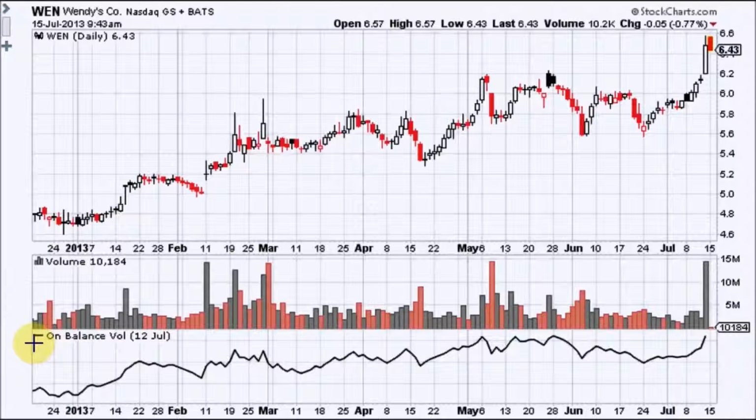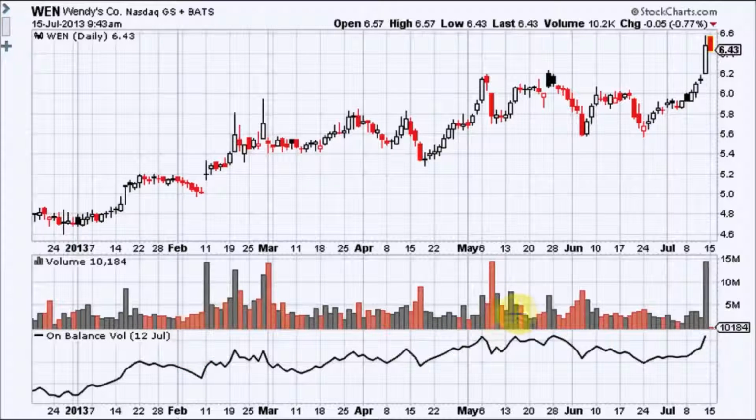Now, this indicator was developed by Joe Granville and introduced in his 1963 book, Granville's New Key to Stock Market Profits. It was one of the first indicators to measure positive and negative volume flow. So let's take a look at what this means.